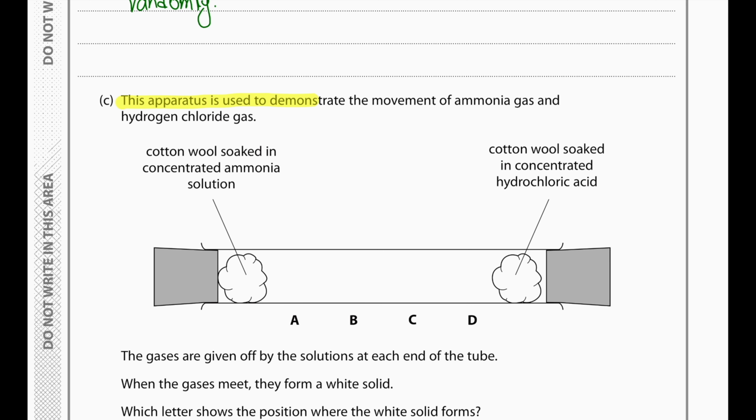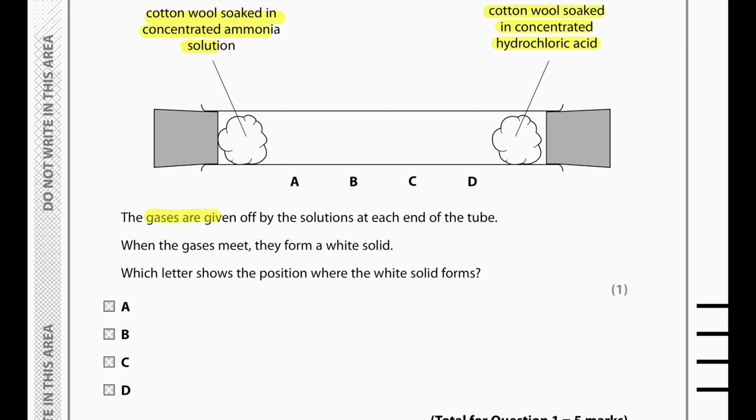This apparatus is used to demonstrate the movement of ammonia gas and hydrogen chloride gas. On one side, we have cotton wool that is soaked in concentrated ammonia solution. On the other side, we have cotton wool that is soaked in concentrated hydrochloric acid solution. The gas is given off by the solution at each end of the tube. When the gases meet, they form a white solid. Which letter shows the position where the white solid forms?